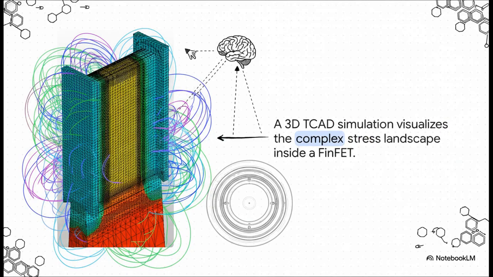So how on earth do you even see these invisible forces? Well, engineers use this incredibly powerful software called TCAD. That's Technology Computer Aided Design. And the best way to think about it is like a virtual CT scan for a single transistor. It lets them build this full 3D model and literally visualize that hidden, complex world of stress inside the chip.